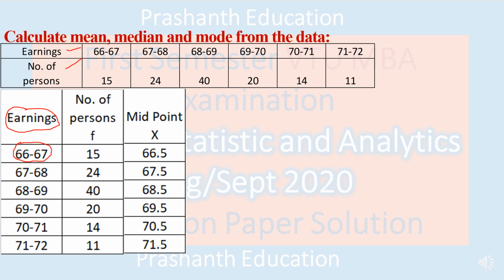So once you have calculated 66.5, just see how much is the difference between these two. If 1 is there, add 1. If it is 10, add 10. Okay, so like that we can make our calculation easier.